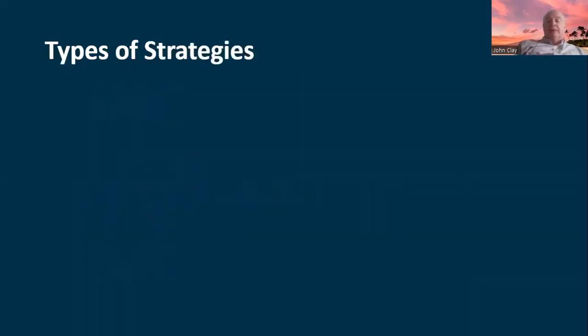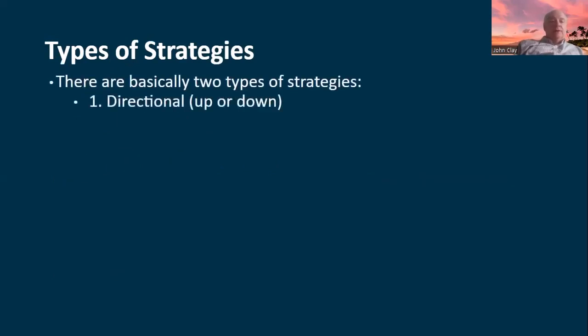Okay, there's really two types of strategies. The first one is directional, when we think the market's going to either go up or it's going to go down. And then there's market neutral strategies. And I've kind of alluded to those already. The market's usually doing one of those things at the same time.